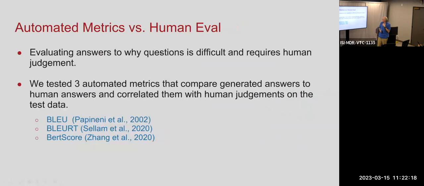So, automated metrics versus human eval. Evaluating answers to why questions is difficult and requires human judgment. This is my claim. We tested 3 automated metrics to compare generated answers to human answers and correlated them with human judgments. We tried BLEU, BLEURT, and BERTScore. I know people know those scores; if you don't, you can read up on the details. Obviously, everyone knows BLEU, right? Was that invented here, actually? No, IBM. Sorry, yeah, I don't know what I was thinking.